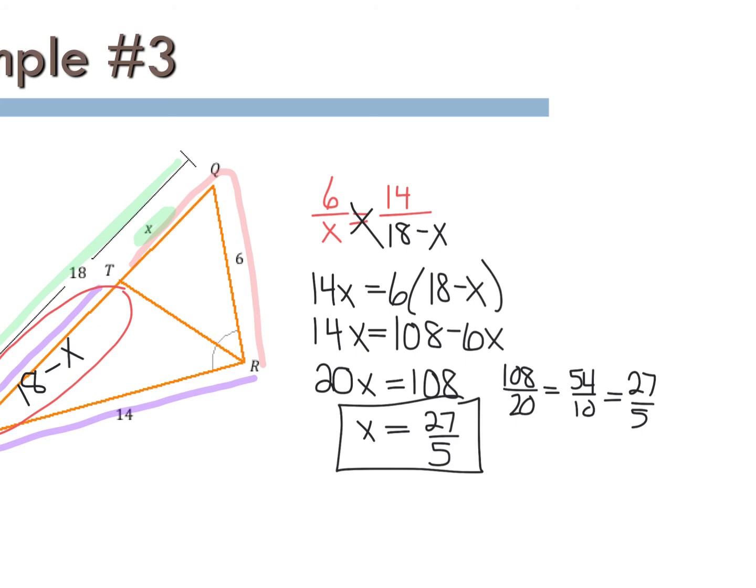That's 5.4 if I have it as a decimal. Because it's a decimal that terminates, that's actually exact. So if I wrote 5.4, I'd be good to go.